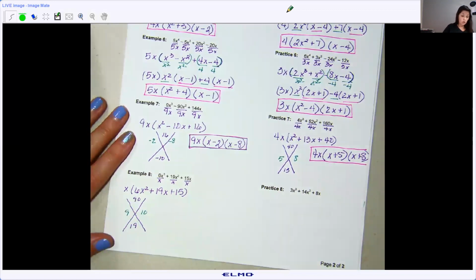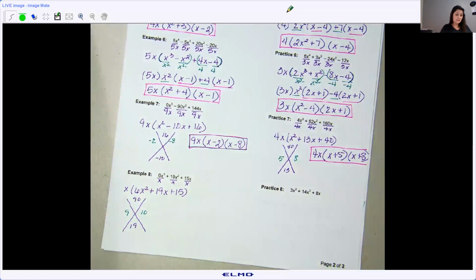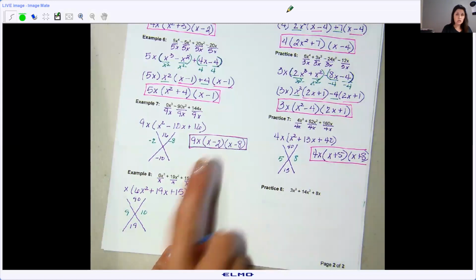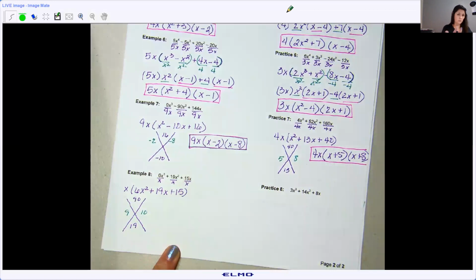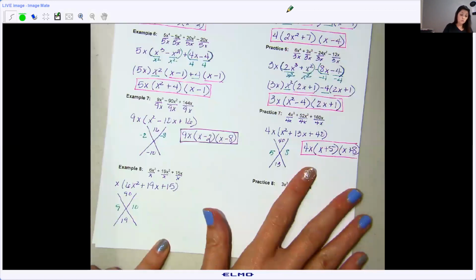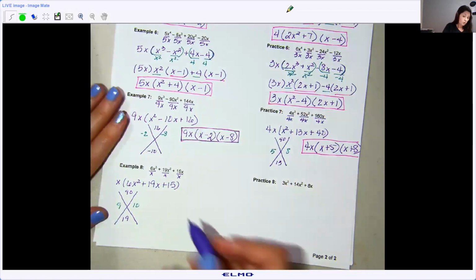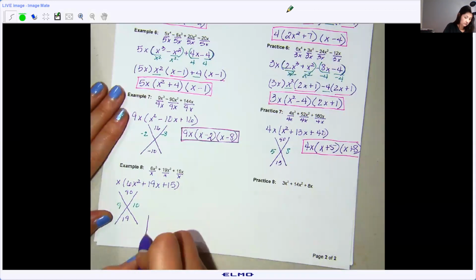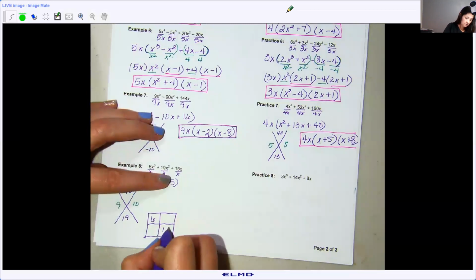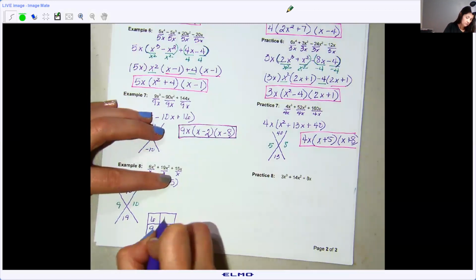Okay, so we don't want to go straight into writing it like we did up here, because when we checked it and foiled it, it wouldn't go back to looking like what we started with. So don't forget that if your leading coefficient is not 1, you have to also do the box. So I'm going to do the box. Okay, we have 6 and 15, and then we have 9 and 10.